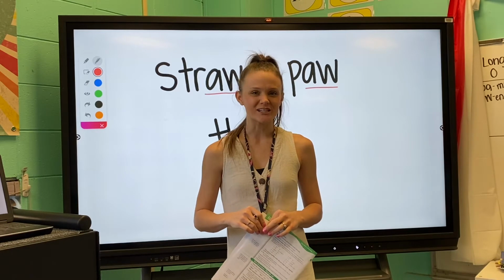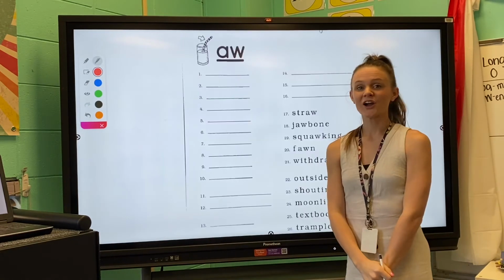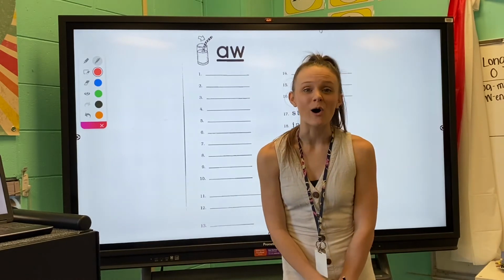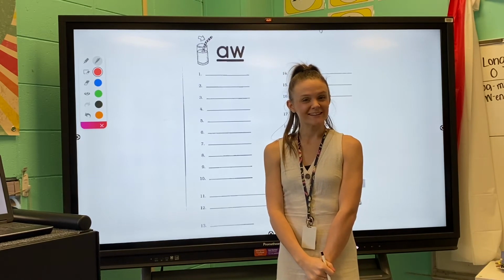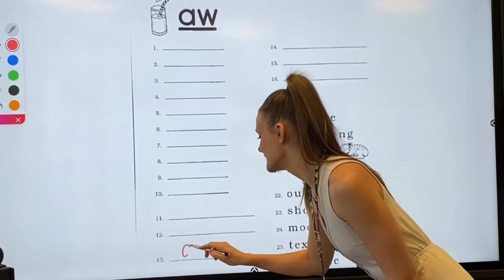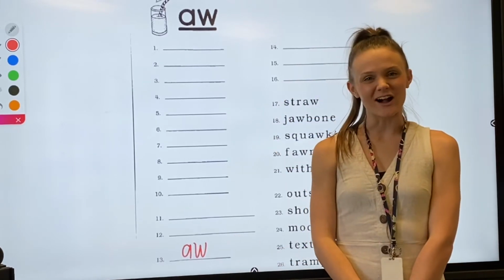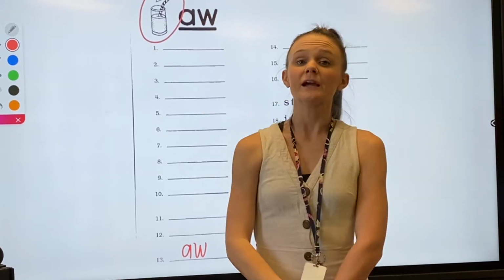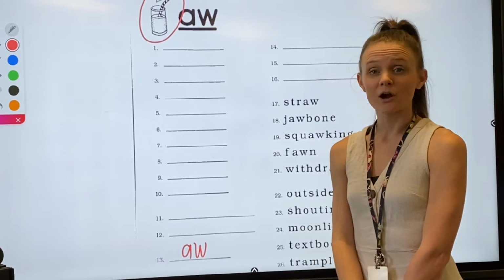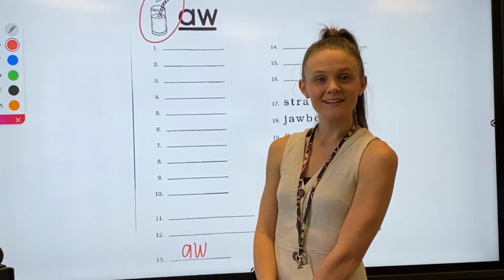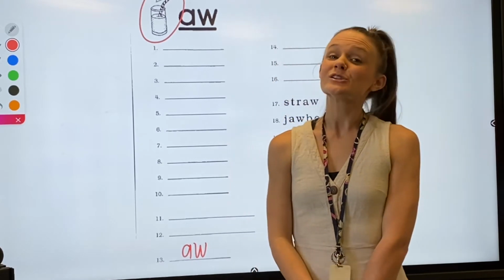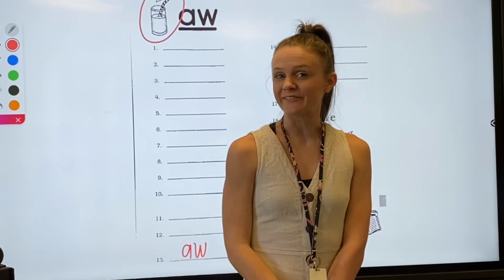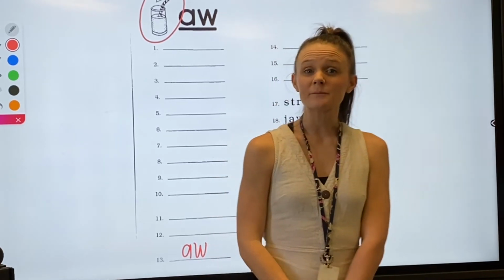Let's jump back into our worksheet and do some more practice with this new digraph. For number 13, I want us to write the digraph we learned today that makes the "all" sound. Do you guys remember what it is? Yes, AW. Excellent job. If we look at the top of our worksheet, you can see the keyword picture for the AW "all" sound. What is the arrow pointing to, friends? Yes, a straw. So straw is our key word to remember that AW makes the "all" sound at the end of a word. Let's jump on up to number 14.